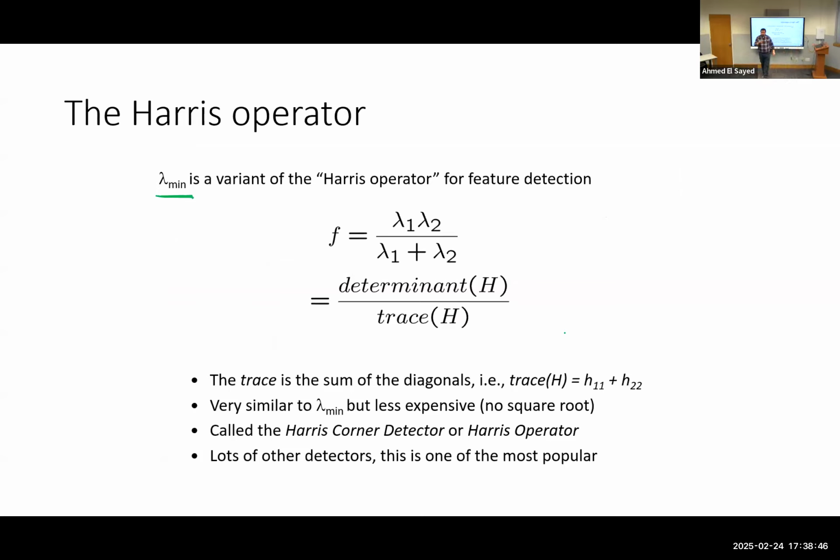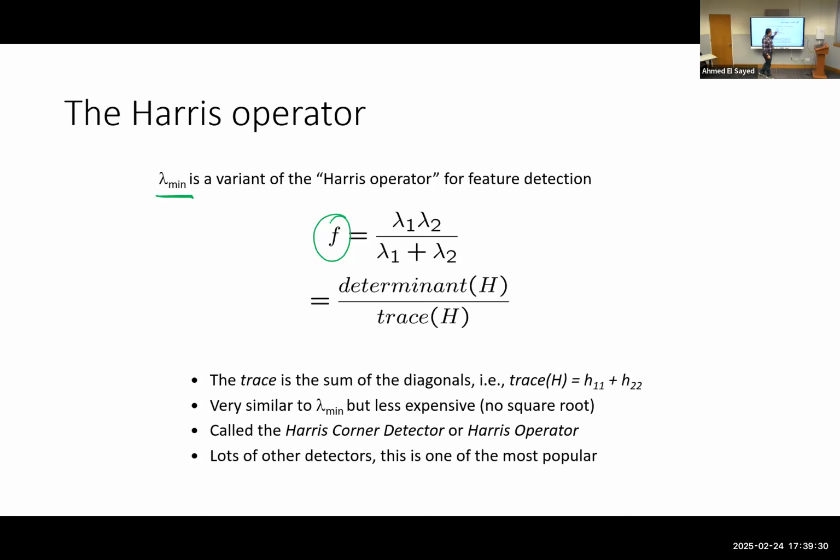So he said, I will work with both lambdas. And I will define my operator, which I will call F. It will equal lambda 1 times lambda 2 over lambda 1 plus lambda 2. Which one is minimum and maximum? Doesn't matter. No difference. I don't have to keep searching for which one is minimum, which one is maximum. No, I will multiply them, add them. This is my operator. Now, if my operator is bigger than a specific threshold, it's a corner. If it's smaller than a specific threshold, it's not a corner.